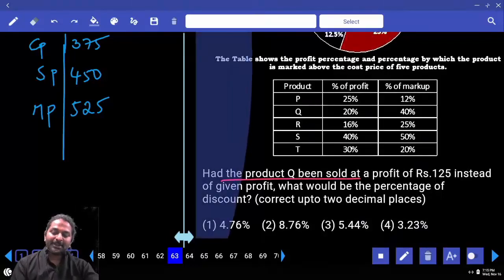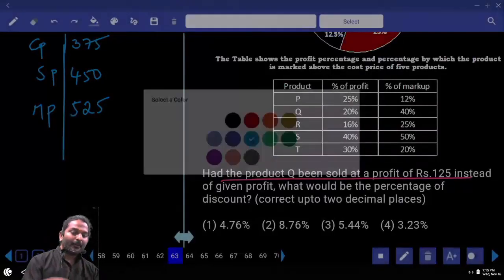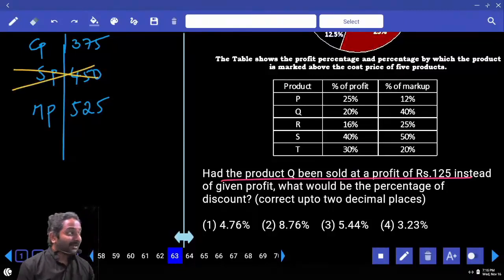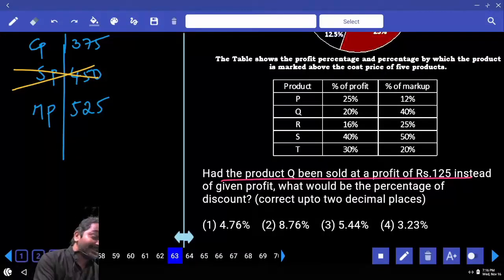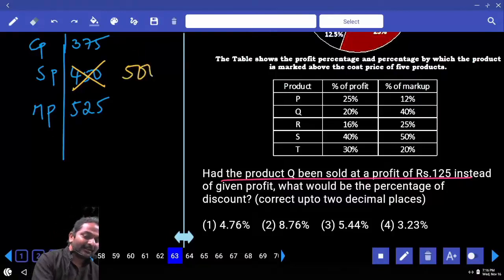Had the product Q been sold at a profit of 125, what is cost price? But in the data it is mentioned that selling price was 450, but in the question it is given that we need to get a profit of 125. What must be the new selling price? To this we have to add 125, right? How much is that? 500.